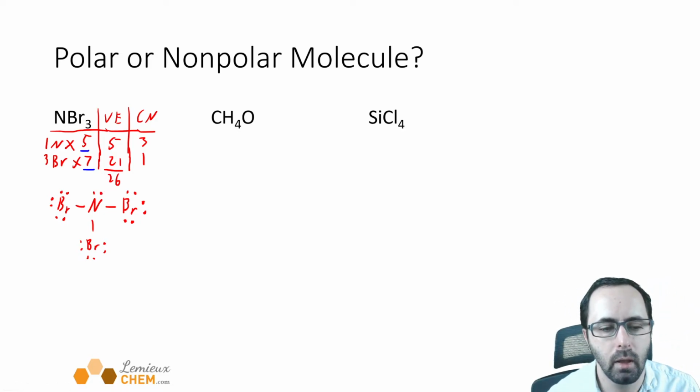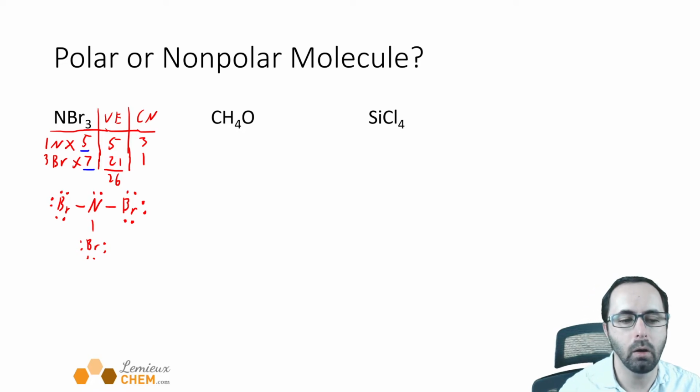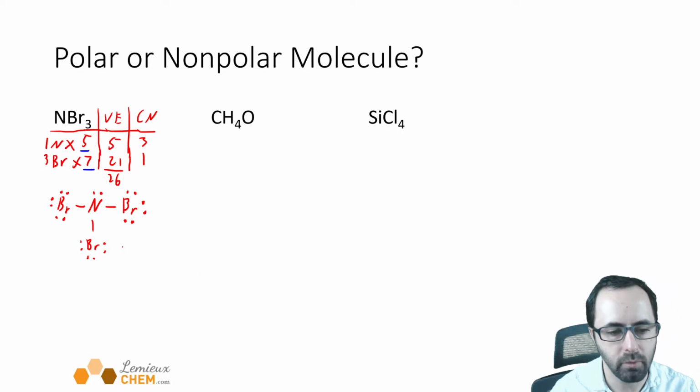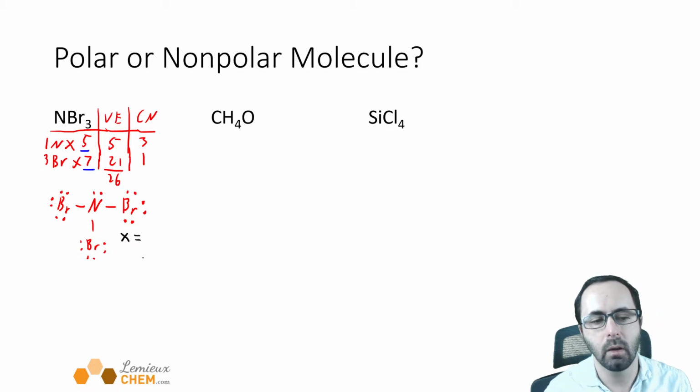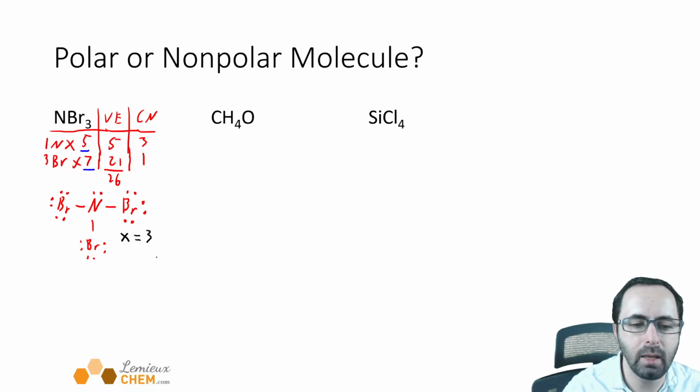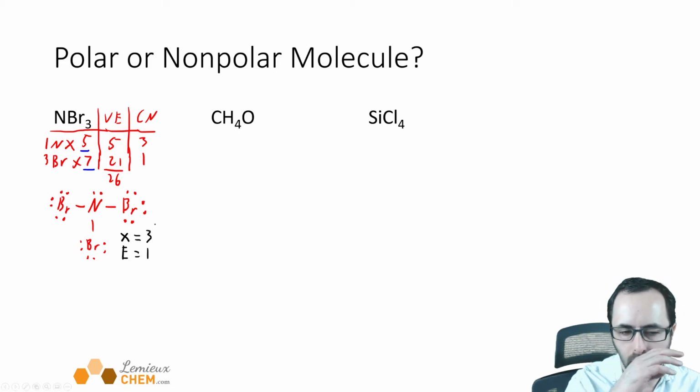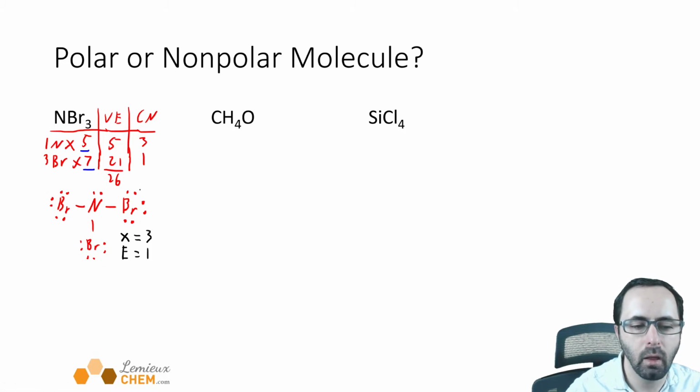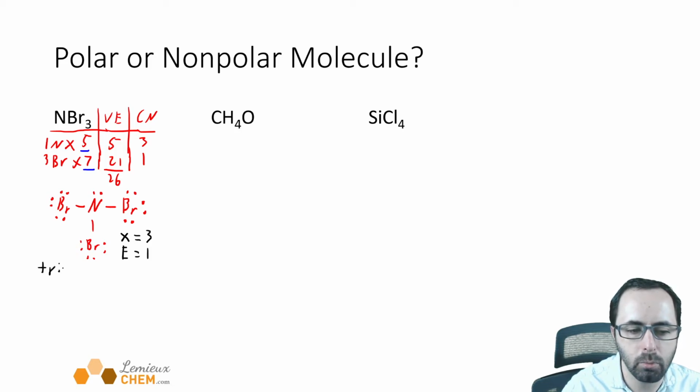Okay. And now we should figure out if the nitrogen-bromine bond is polar. Well, we can also figure out the shape first. Either one, you can do either one first. So here, X, the number of atoms bonded to nitrogen, is 3. And E, the number of lone pairs on the nitrogen, is 1. So X is 3 and E is 1. If you look at your VSEPR chart, you'll find that that results in a trigonal pyramidal shape.